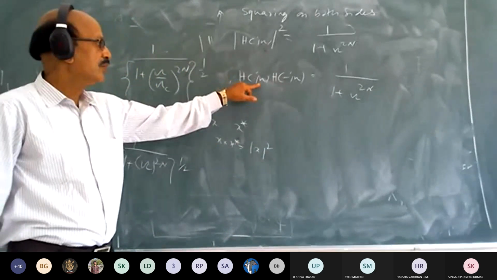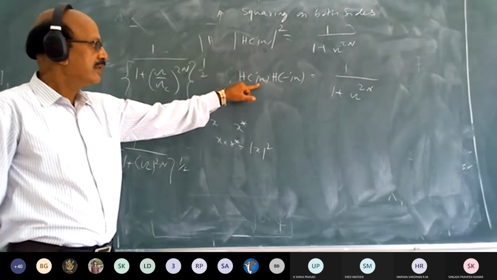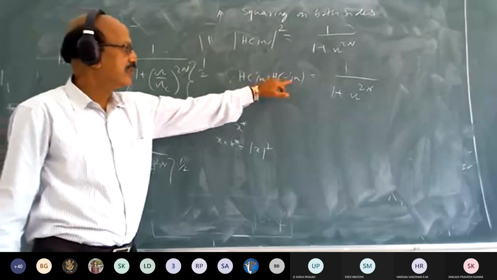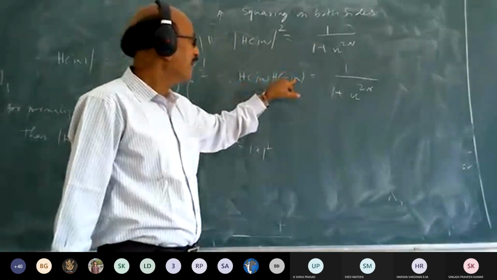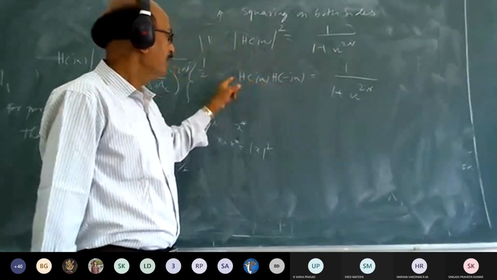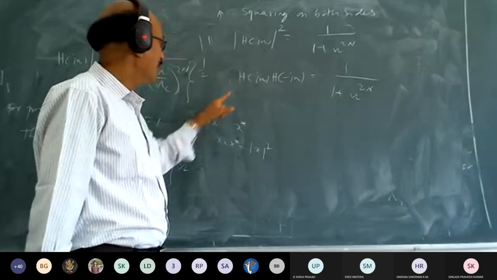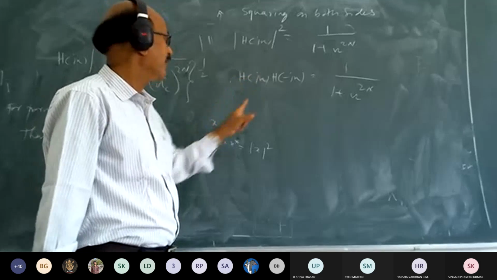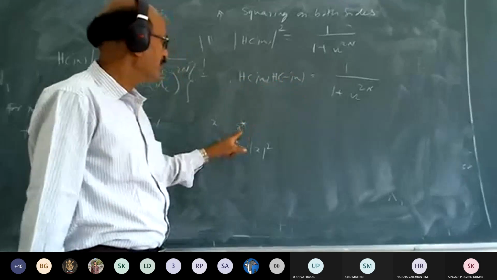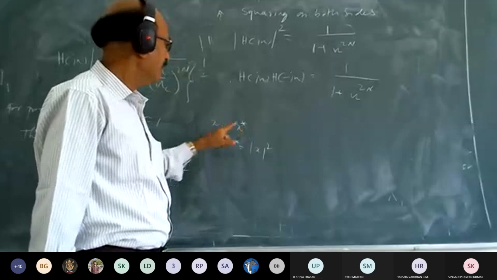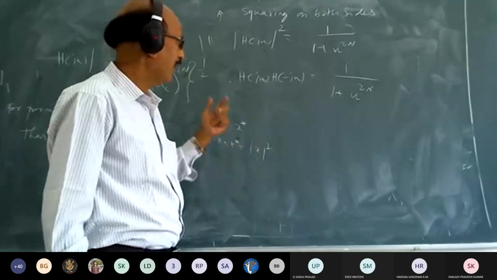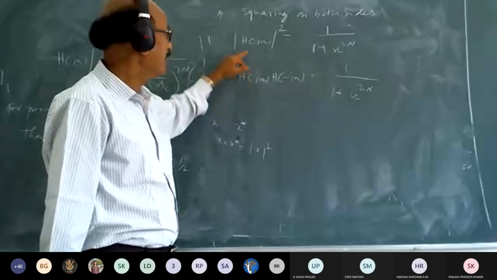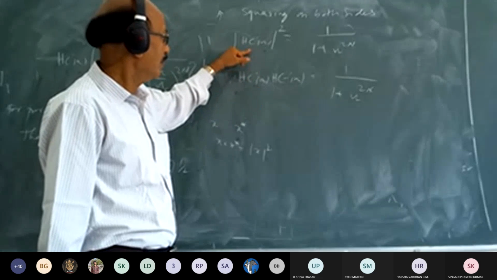If H(jω) is a complex quantity, its conjugate will be H(−jω), because we are replacing j with minus j. Wherever j is there, we replace it with minus j. So we are multiplying two such quantities. Suppose H(jω) is x, then H(−jω) is x conjugate. The product of x into x conjugate is nothing but the magnitude of x whole squared. This we have seen earlier. In the same fashion, this is the magnitude of H(jω) whole squared.